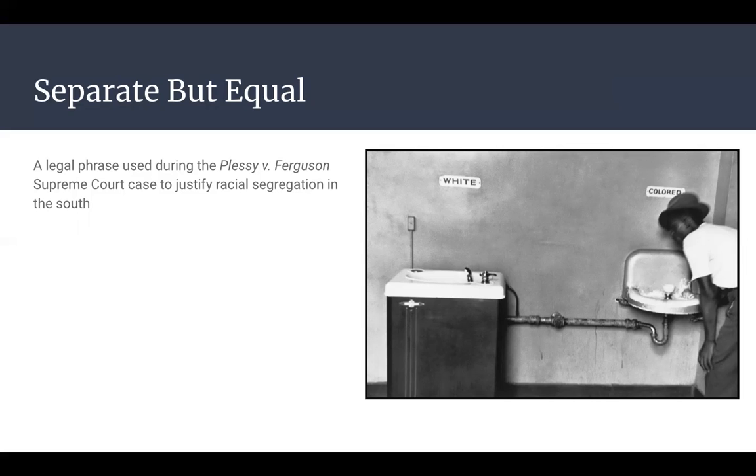For example, look at this picture. There is a water fountain for white people and a water fountain for colored people. You can see the descriptor above the water fountain. Does it look like these two water fountains are equal? No, absolutely not. The white water fountain is a lot nicer than the colored water fountain. And this was pretty consistent throughout other areas of life as well. Oftentimes, the resources that Black Americans had access to were not equivalent or not as good as the resources that white people had access to. So this terminology is incorrect. People were separate, but they were not equal.